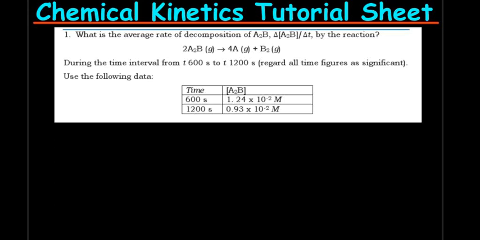So we're going to answer a chemical kinetics tutorial sheet. This is like the fourth tutorial sheet I'm answering and uploading. We have quite a number of questions that we're going to go over. As you can see, question 1, here we're going to determine the average rate of decomposition.